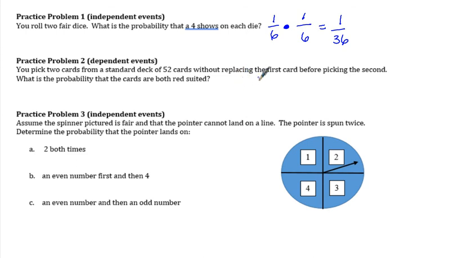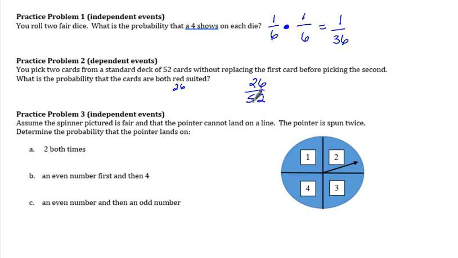So the first card draw, what's the probability that both cards are red? How many red cards are there in the deck? There's a total of 26 in the deck. So the first card pick, I have a 26 out of 52 chance. But then I don't put that card back, right? I don't put that card back.